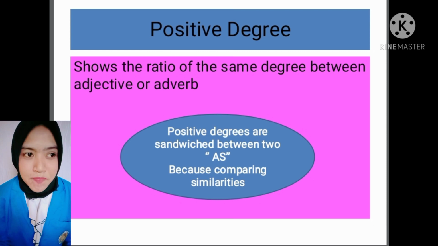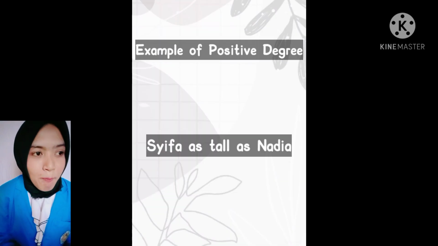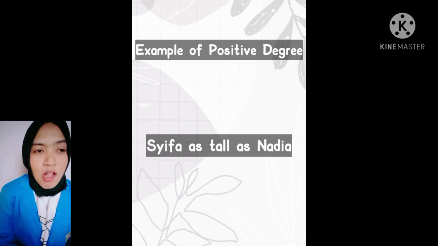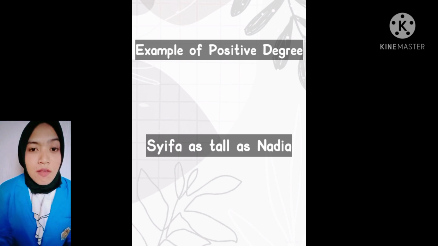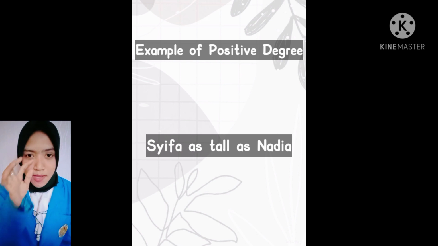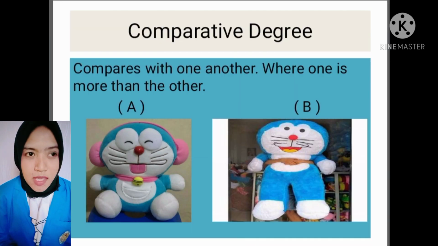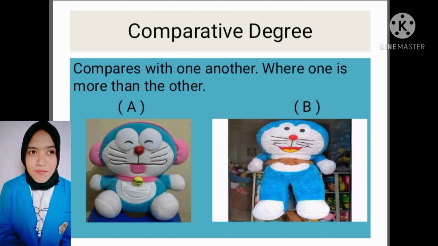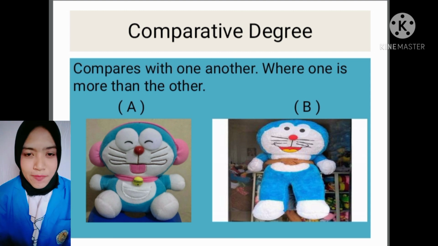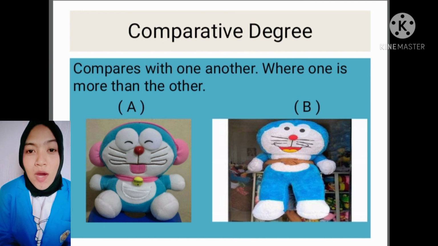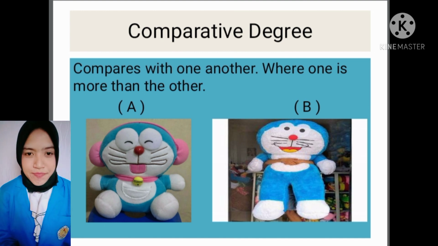For example, Shipa as tall as Nadia. Shipa sama tingginya sama Nadia. Okay, it compare the same thing, right? And then the next I will explain comparative degree. Comparative degree is to compare one thing to the other. Okay, one is more than the other.